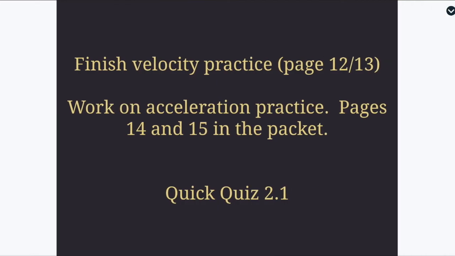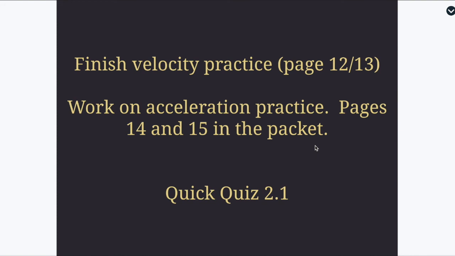Alrighty, folks. We just went through a lot, and honestly, acceleration is all about practice, practice, practice. First things first, please make sure that you finished your velocity practice and that you have that down, because you do want to understand velocity fully before you start working on acceleration. Once you have velocity down, then go ahead and work on your acceleration practice. These are pages 14 and 15 in your packet. Lots of problems to work through.